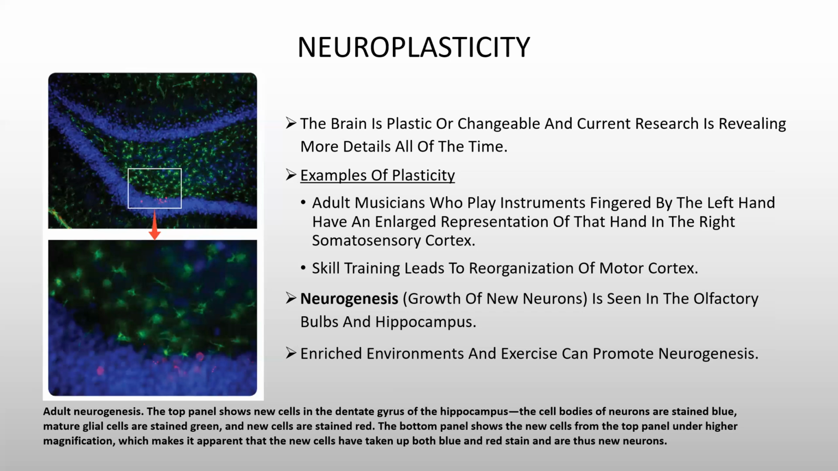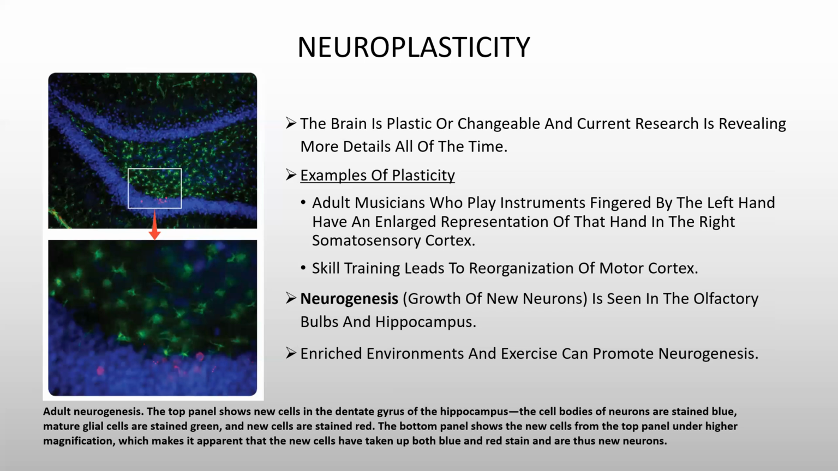Okay? So neurogenesis, or growth of new neurons, is seen in the olfactory bulbs and the hippocampus. So not only is the brain plastic, it can change, but we now know that new neurons can grow. Okay? We don't see it all over in the brain, primarily olfactory bulbs, primarily hippocampus, but 10, 15 years ago, we didn't think that this would be possible at all. Okay? Enriched environments and exercise can also promote neurogenesis.